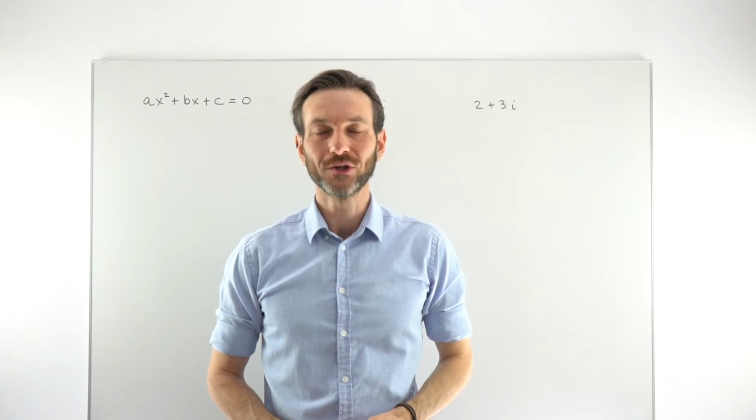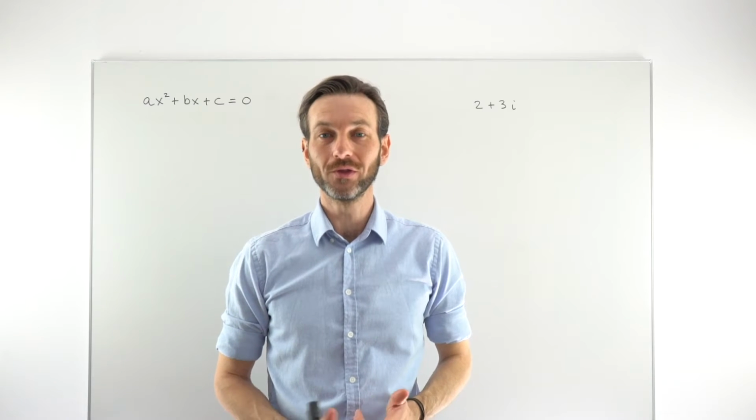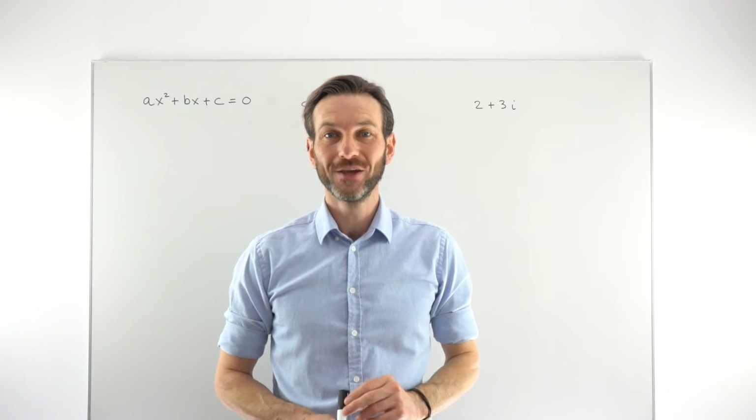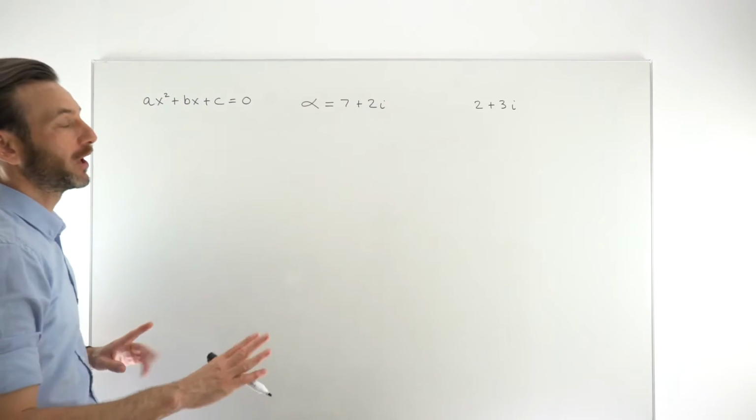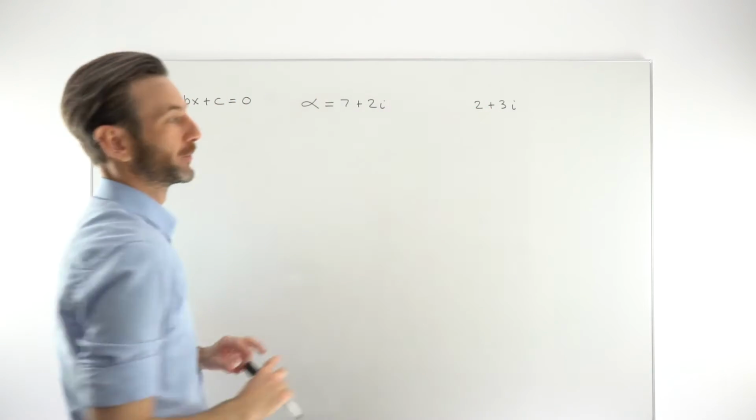In this class, we're going to consider complex conjugate pair solutions to quadratic equations. That sounds a little complicated, so let's start by unpacking that, and then we're going to apply what we're going to learn to these two examples here.